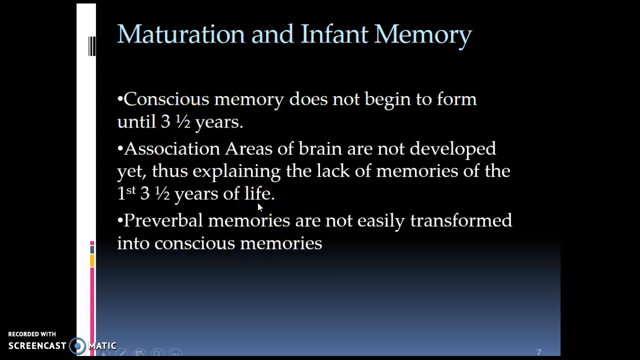So why you don't have a lot of memories before 3.5 is because the software basically updated. It'd be like trying to fit a floppy disk into your iPad. Not going to work. Those two forms are not going to cooperate or work together.